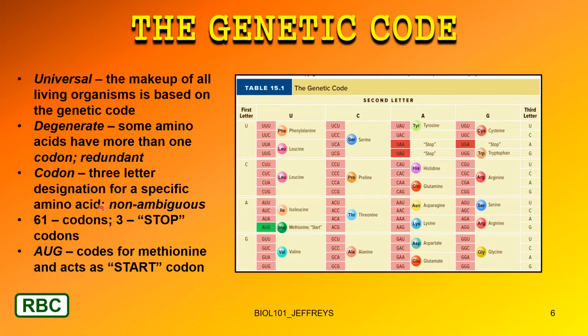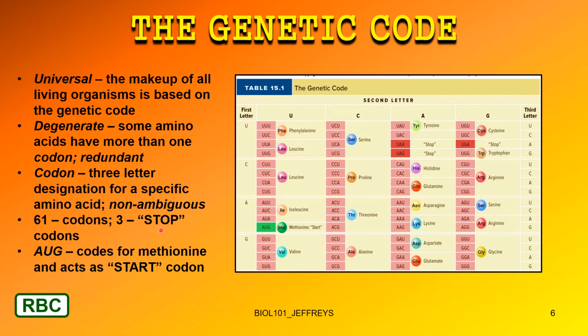Now, a codon is a 3-letter designation for a specific amino acid, and codons are non-ambiguous. Okay, so AUG is the only codon that codes for methionine. There's no other codon that codes for methionine. There's no other amino acid, I should say, that AUG codes for. AUG only codes for methionine. So every single codon codes only for one amino acid. Now, you may have an amino acid that has more than one code, but each of those 2, 3 or 4 codons codes only for that particular amino acid. So the codons are non-ambiguous. That's what that means. There's 61 codons.